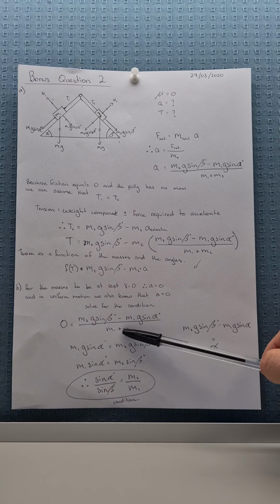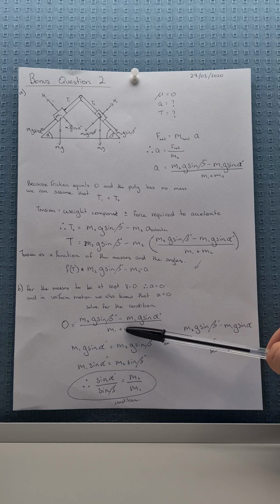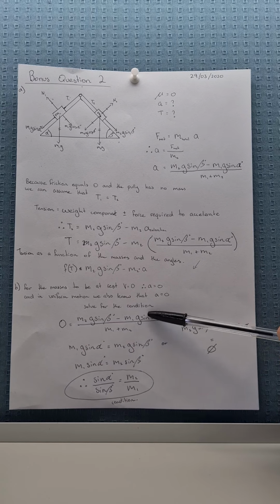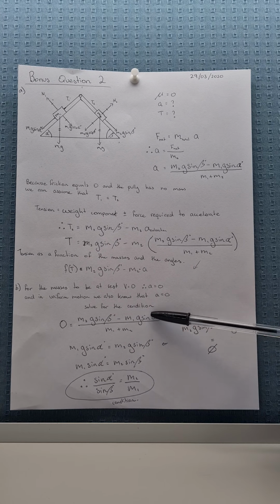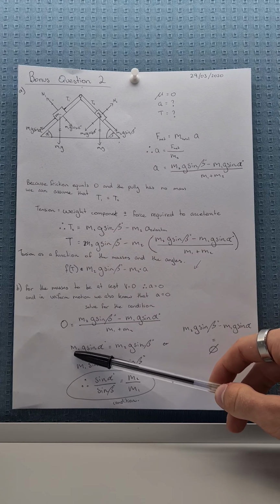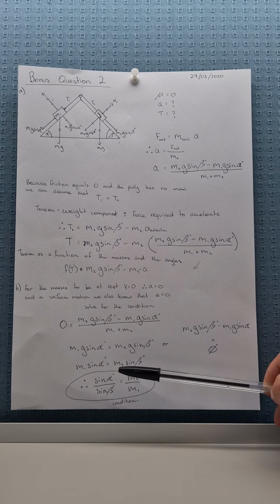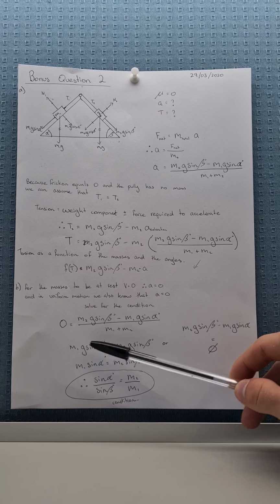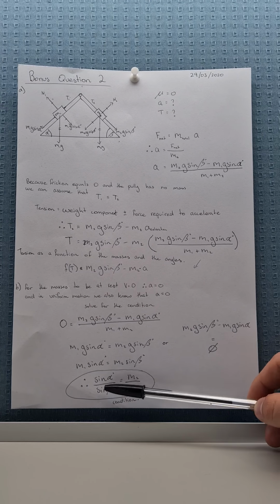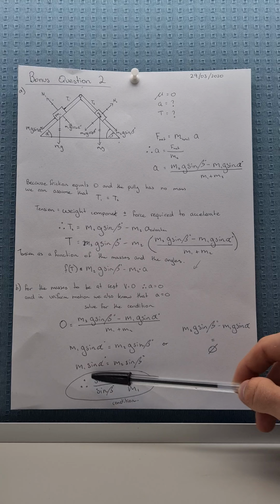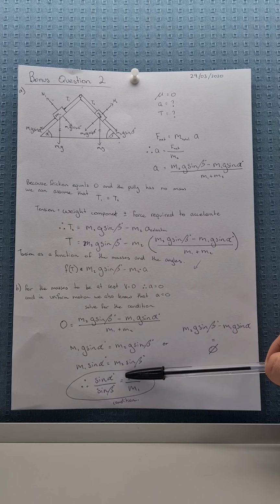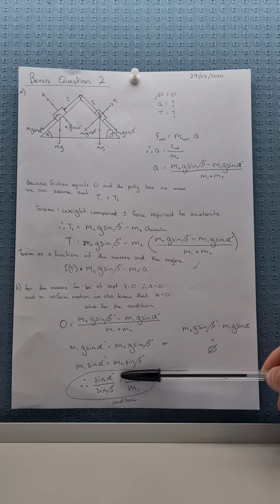We can multiply this over, which cancels out masses, and then move sine alpha to the other side. So we end up with m1 g sine alpha equals m2 g sine beta. Cancel both g's, and then we can move the sine over and the mass over. So this is our condition.